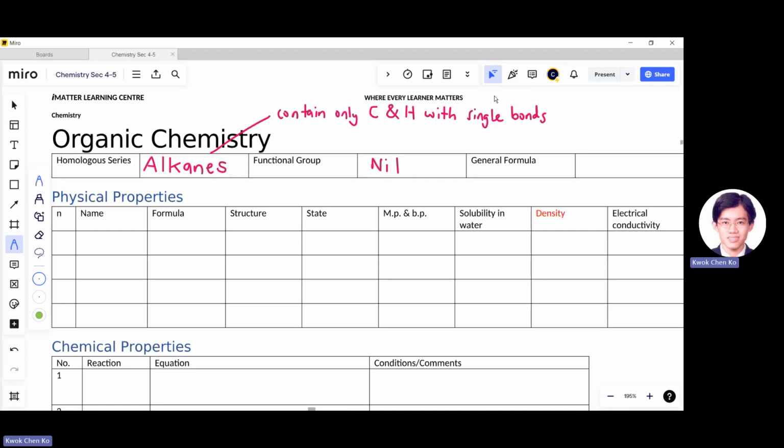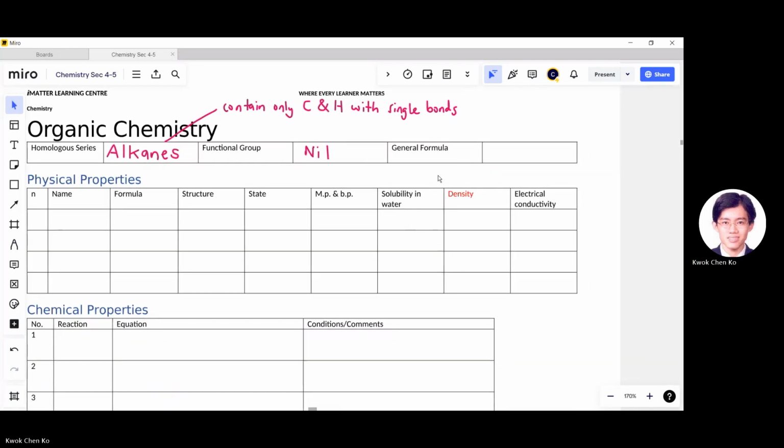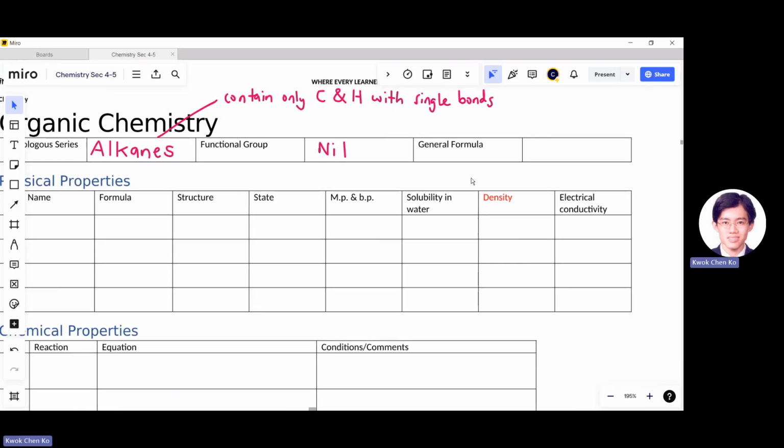Now, of course, the single bonds are all covalent bonds. I leave it to you whether you write that. General formula, you need to remember. Is everything under the series covalent compounds? Yes. There is one exception later on, but I'll tell you that when the time comes.